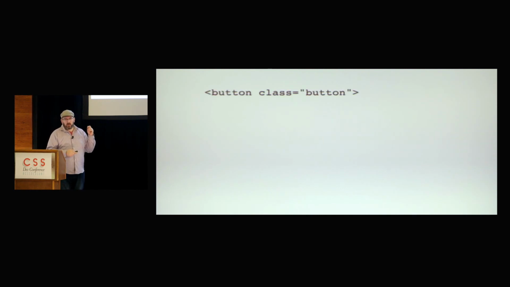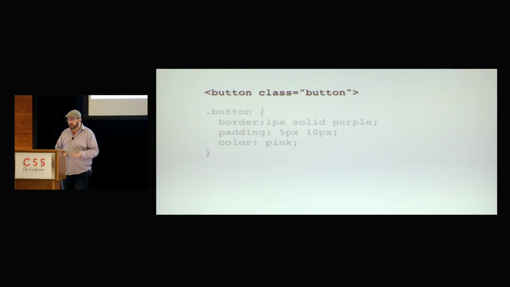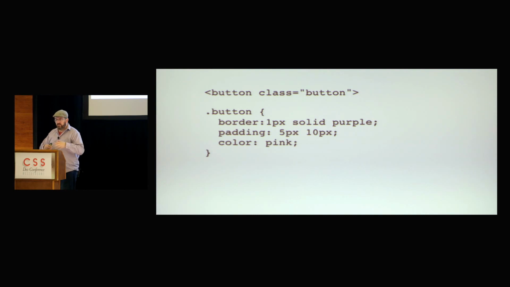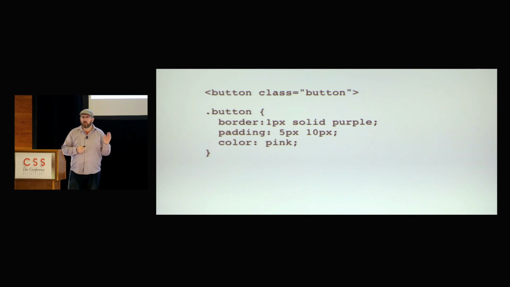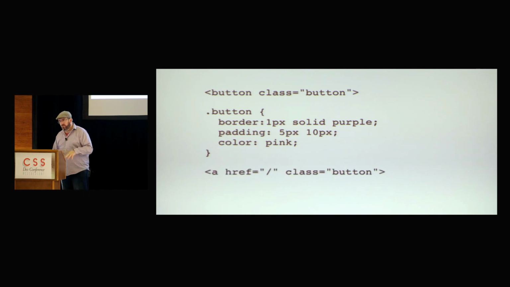Yeah, browser defaults. Now, let's say we have a button. We're going to give it a class of button, and we're going to give it some styles. So it's got a border, it's got some padding, it's got a color. Excellent. But of course, on any project with buttons, sometimes we have links that still need to behave like links, but we want them to look like buttons. So we're going to give it a class of button.